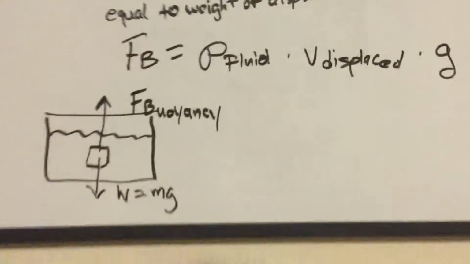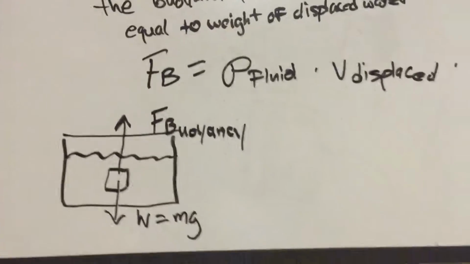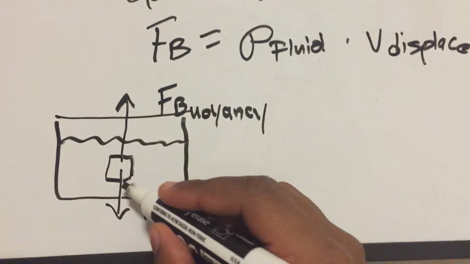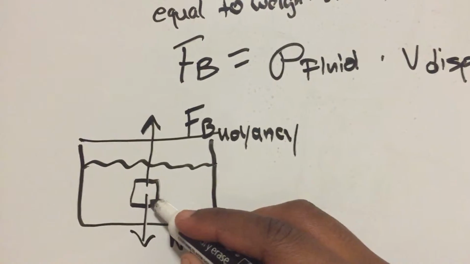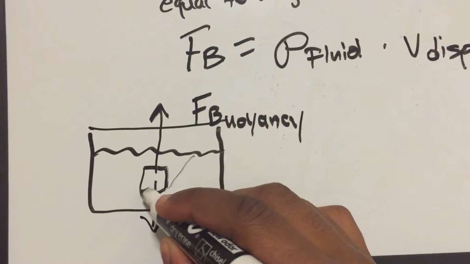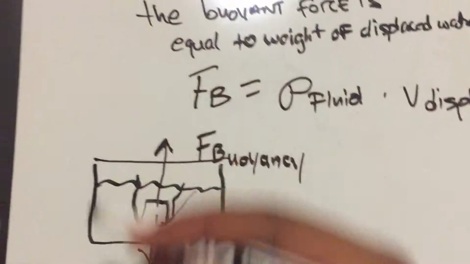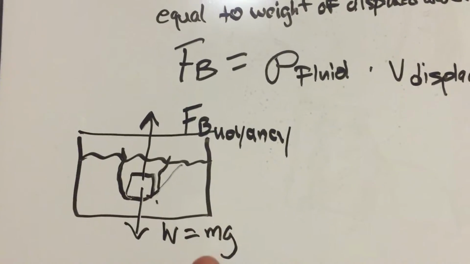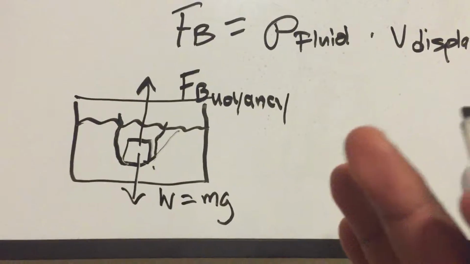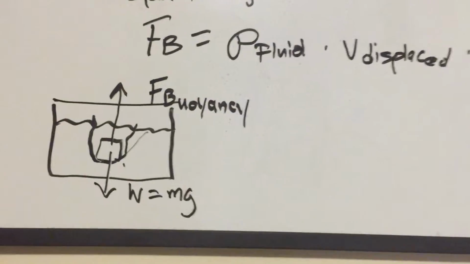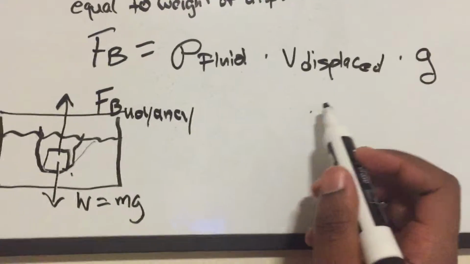So, Archimedes' principle states that the force of buoyancy is equal to the density of the fluid times the volume displaced by the object. So, it's basically the volume that the object takes up. The water that was originally here, the object takes the space, and then the water creates more space for the object to move in. So, that is basically the volume displaced times the gravity.